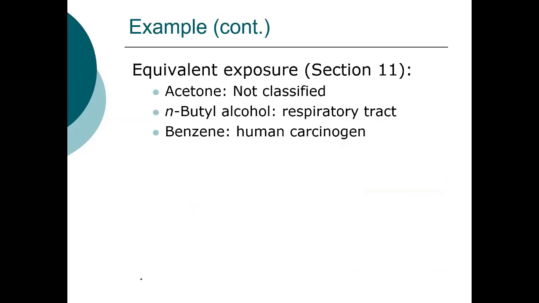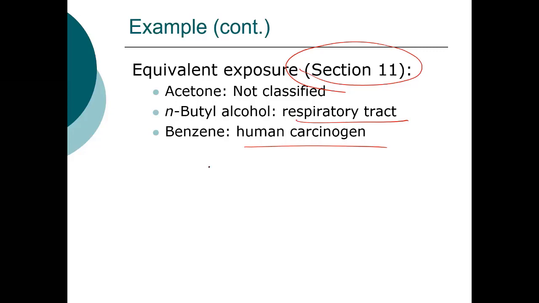You're going to determine that by looking at section 11 of your material safety data sheet. That provides the toxicity, so that tells you what the target organ is. For acetone, it's not classified as having a target organ. For N-butyl alcohol, the target organ is the respiratory tract, and for benzene, it's a human carcinogen. So the target organs are different.